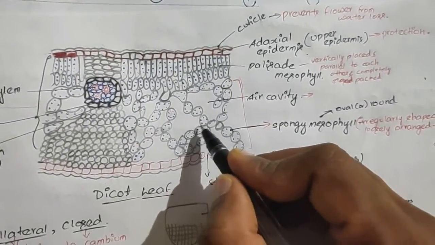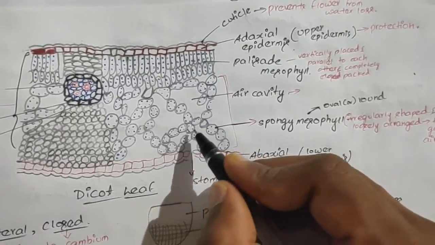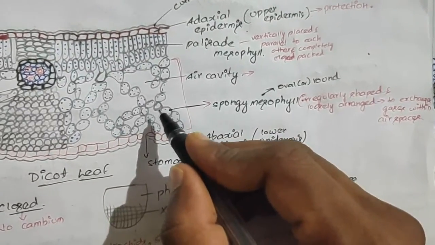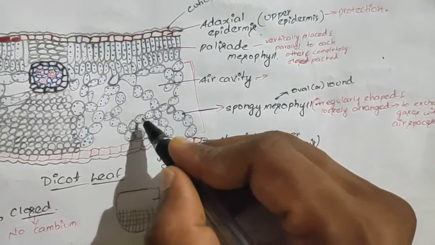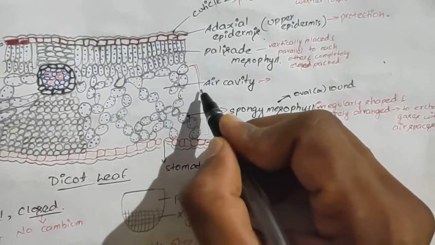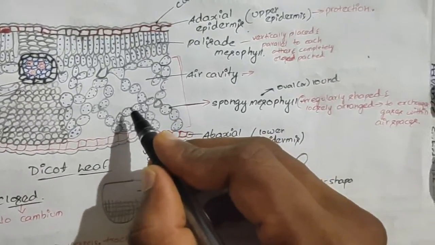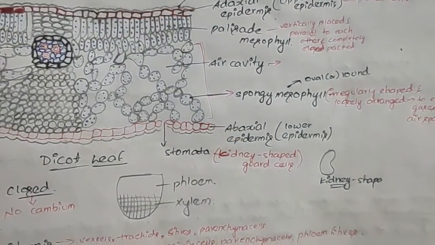The cells of this spongy mesophyll are oval, round or irregularly shaped, and they are loosely packed and intercellular spaces are seen. These intercellular spaces, the gaps in this mesophyll region, are known as air cavities, and the presence of these air cavities is helpful in the exchange of gases.